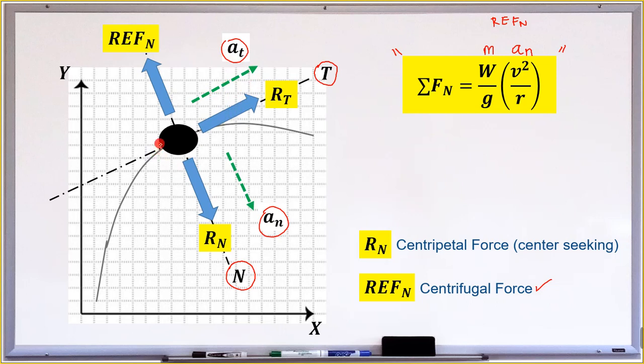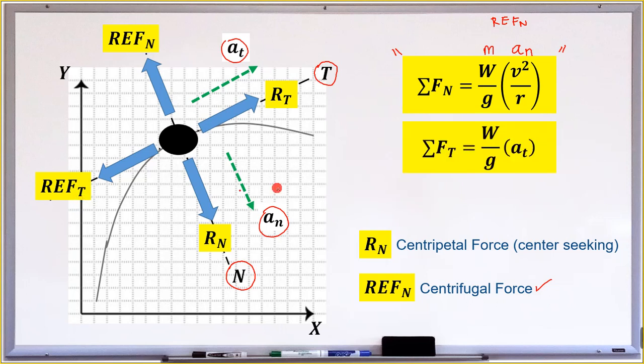And of course, to make this one in dynamic equilibrium, we need to have an equilibrant force to counteract it, which is the same magnitude but opposite in direction. We also call that one the reverse effective tangential force, REFT. So in mathematical terms, the summation of all forces along the tangential axis is equal to the mass, or the weight divided by gravity, times the tangential acceleration.